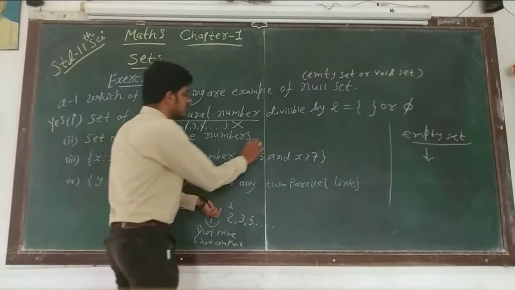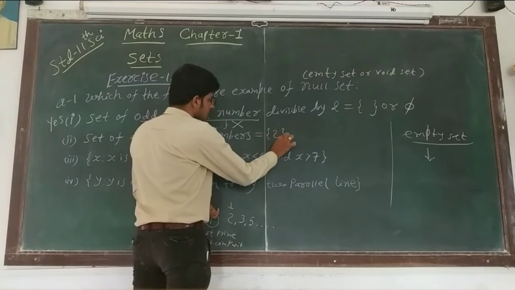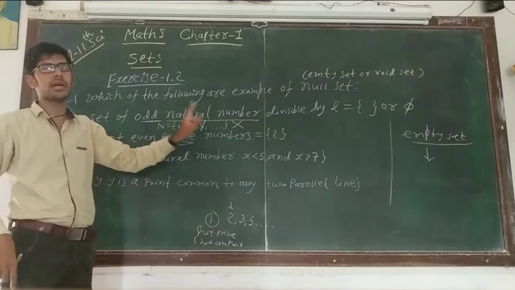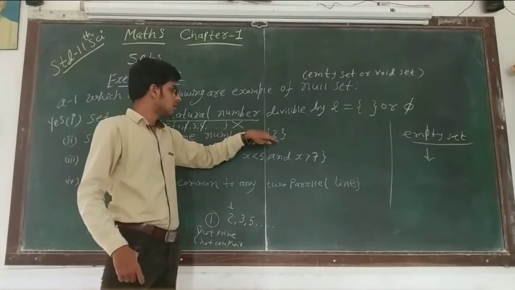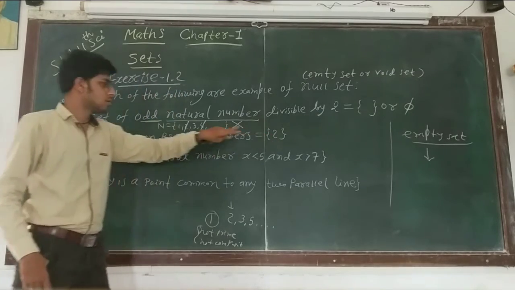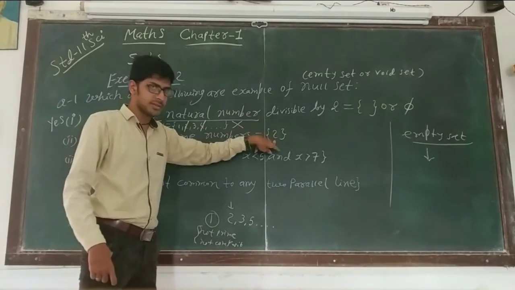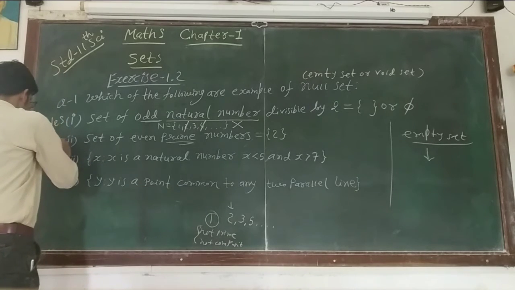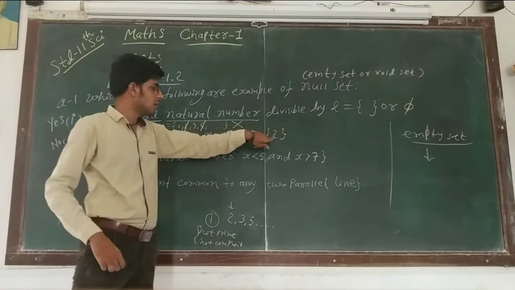So in this set the answer is 2. So it is not a null set. There is one element in this set. So it is not a null set, not an empty set. So the answer is no. It is called a singleton set.